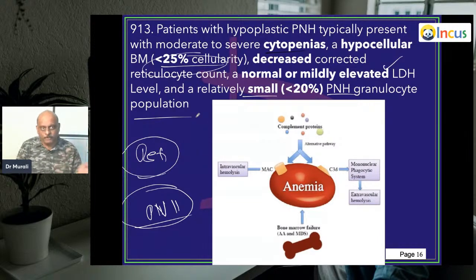So two types of PNH: complement mediated lysis, decay accelerating factor.